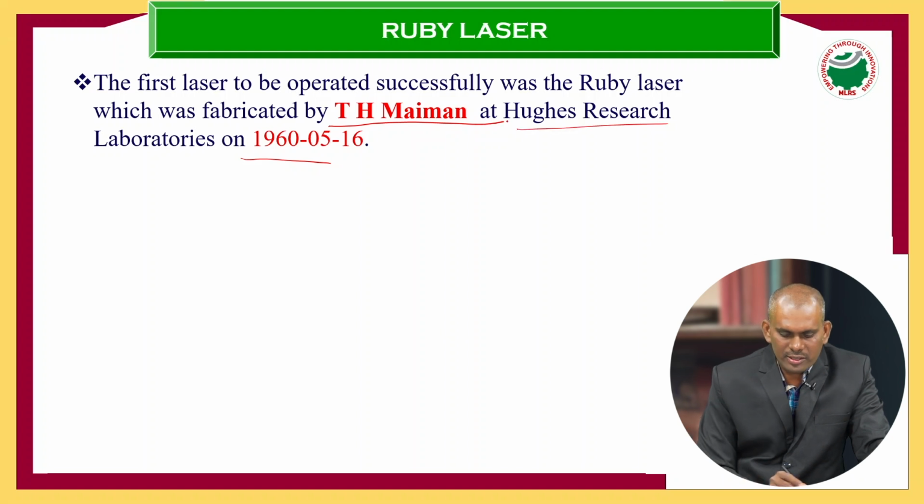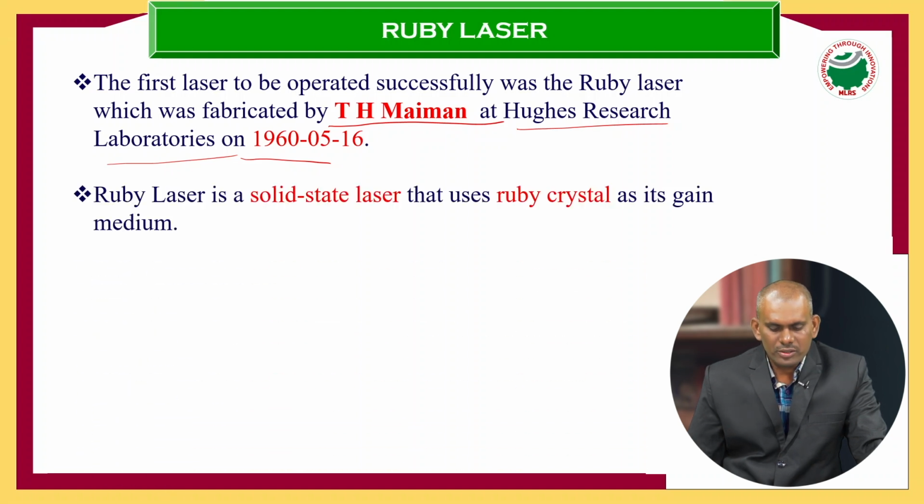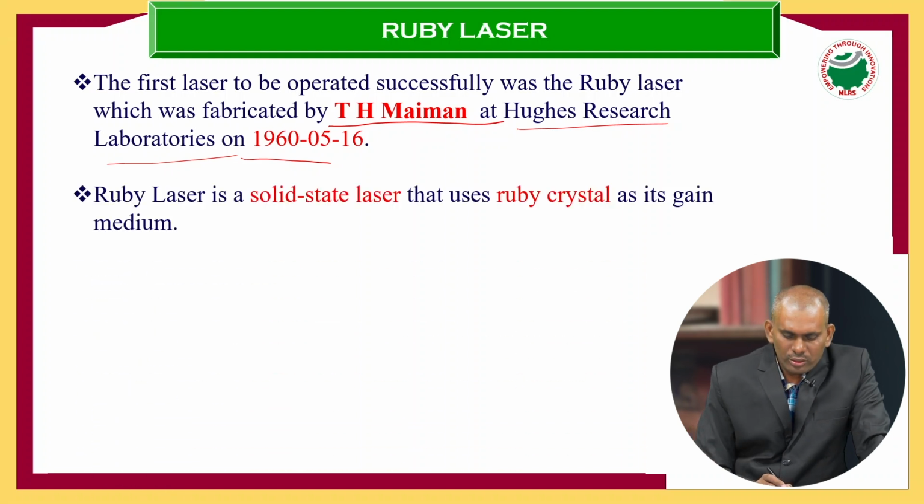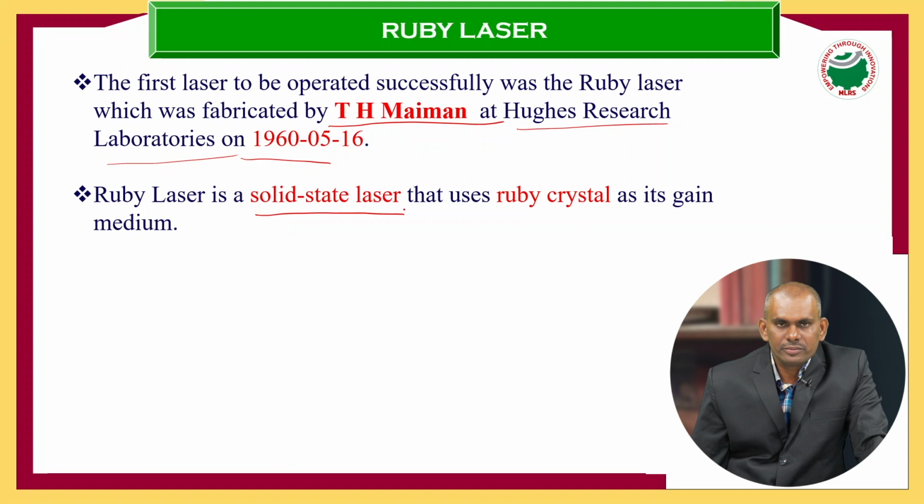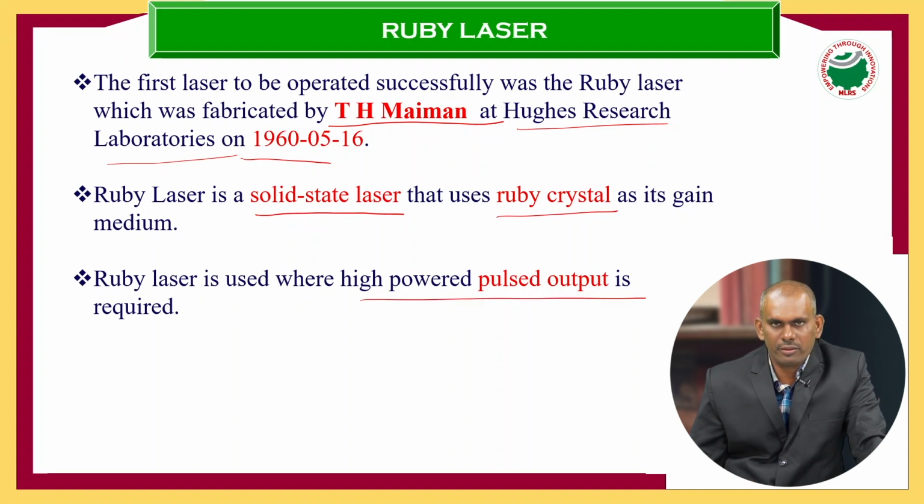In Hughes research laboratories in the year 1960, T.H. Maiman first fabricated or invented the experimentally equipped ruby laser system. Next, as I told you, ruby laser is a solid state laser because the active medium in ruby laser is a ruby crystal. The active medium is a solid, that's why this laser can be called a solid state laser. Next, the ruby laser is used where high powered pulsed output is required.